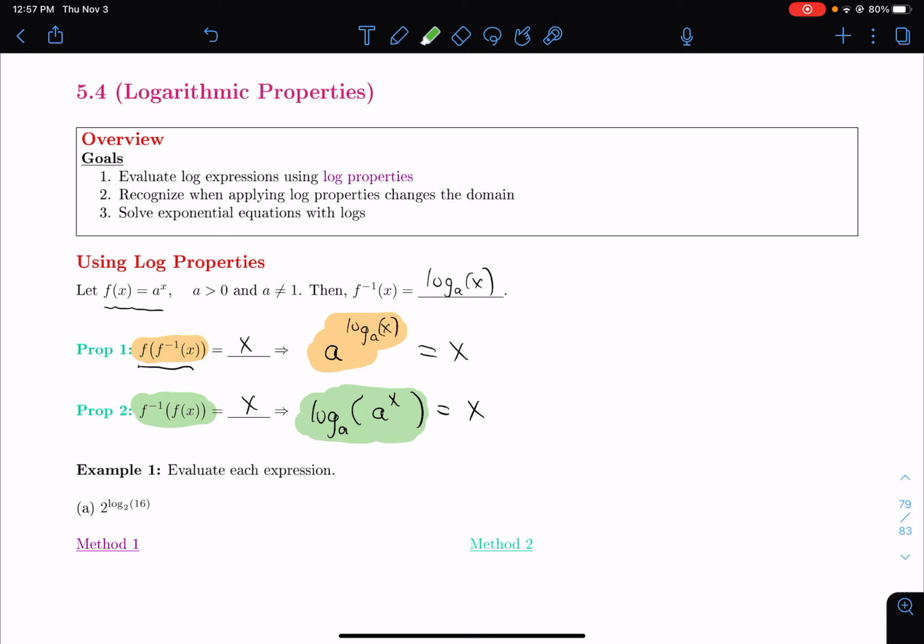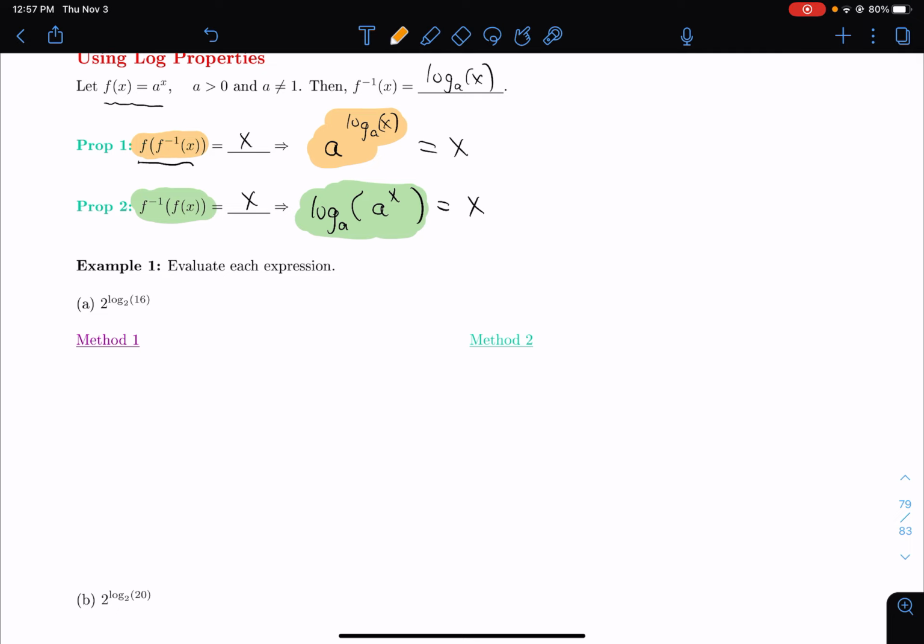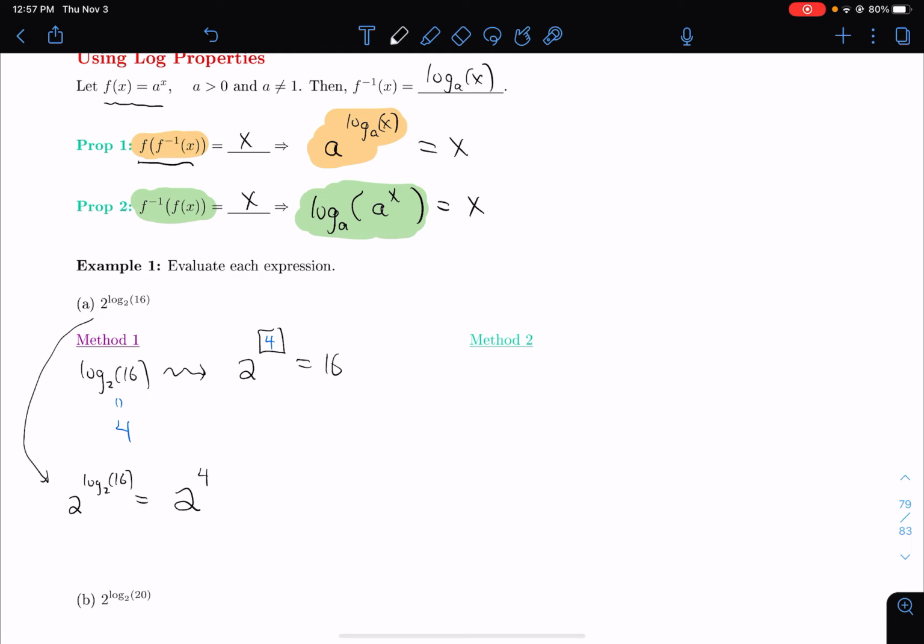All right, so let's do some examples where we use these. Part A says, let's evaluate 2 to the log base 2 of 16. I'm going to do this in two ways. First, let's figure out what the exponent is, log base 2 of 16, because that's one we can work out. This asks, 2 to what power equals 16? That power is 4. So that's what log base 2 of 16 is. Now let's write that in our expression: 2 to the log base 2 of 16. Now I know this exponent is 4, so it's 2 to the 4, which is just 16.